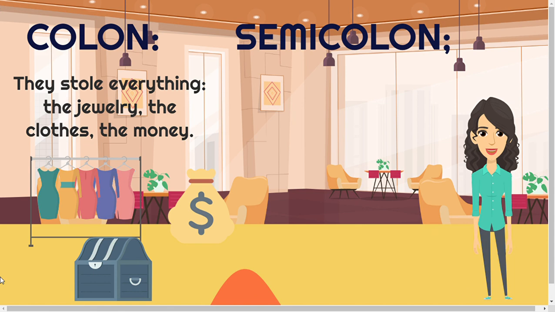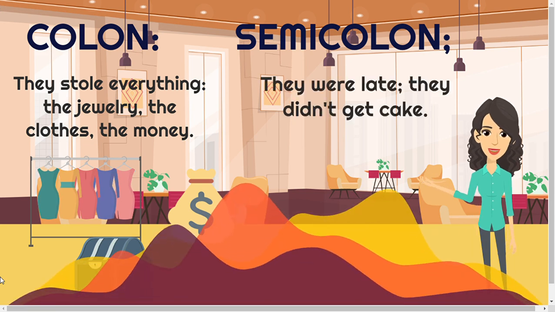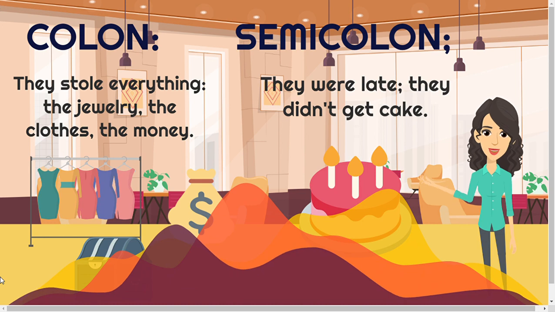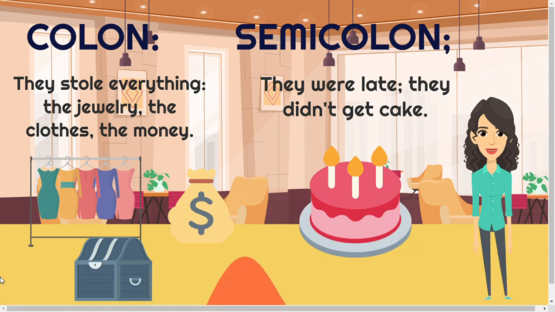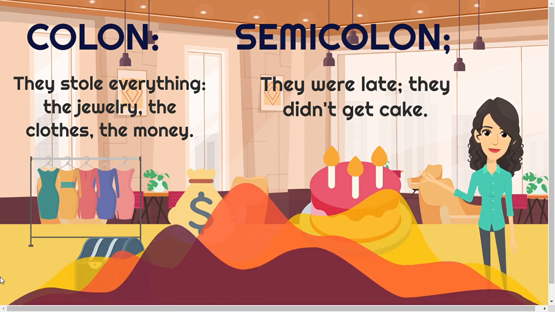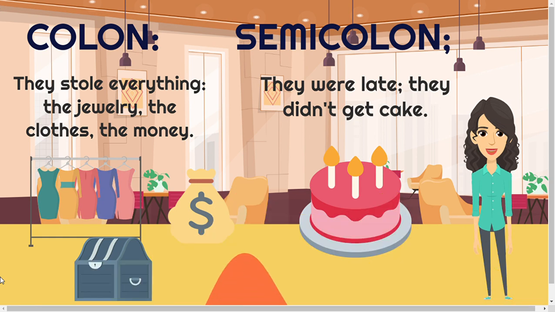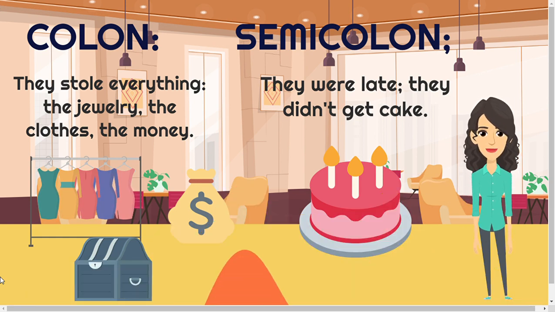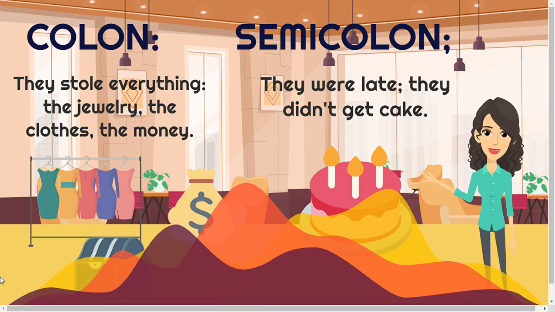About the semicolon. In English and Spanish it is used to join two sentences in a single phrase, introducing an intermediate pause between two sentences when there is parallelism or contrast between them. It is useful in cases where you do not want to repeat the sentence subject. For example, "They were late; they didn't get cake!"